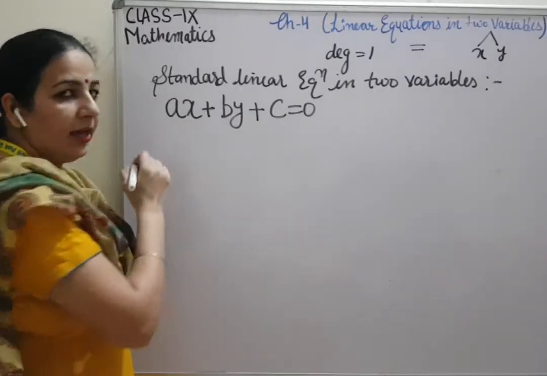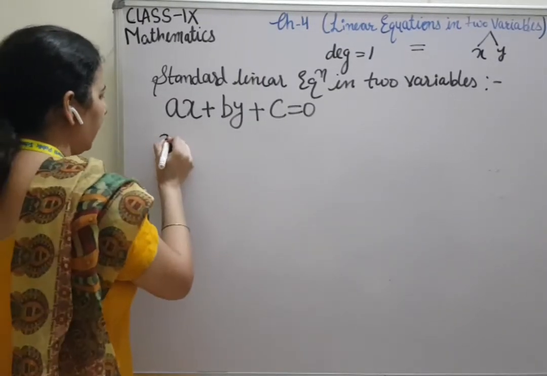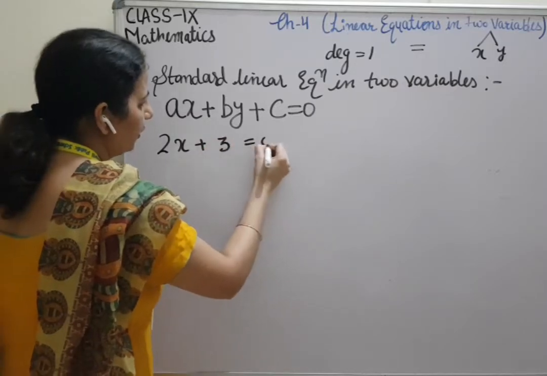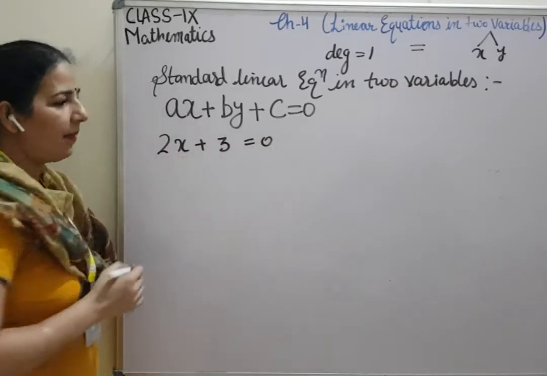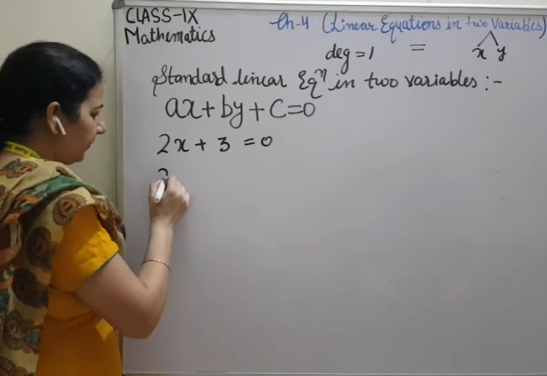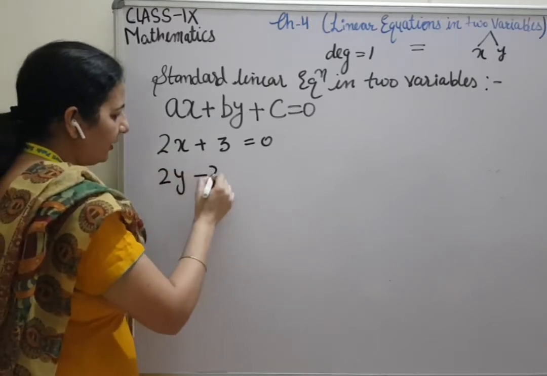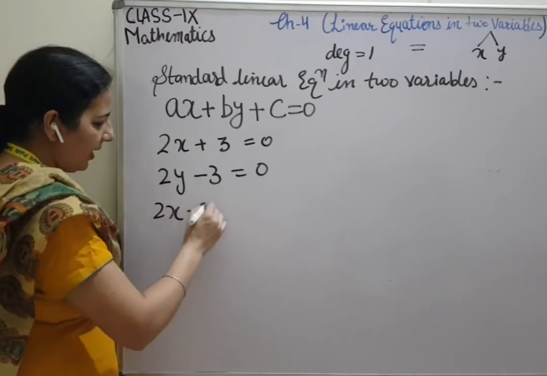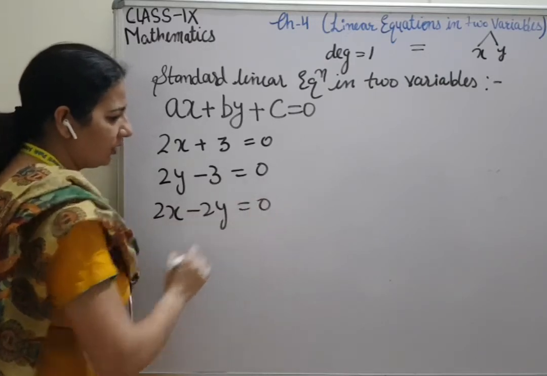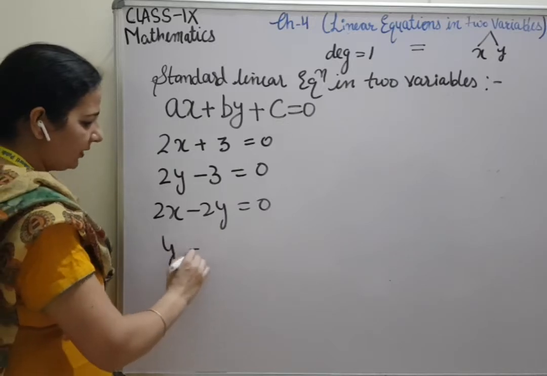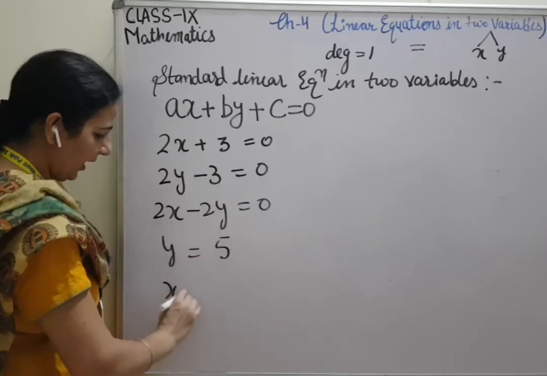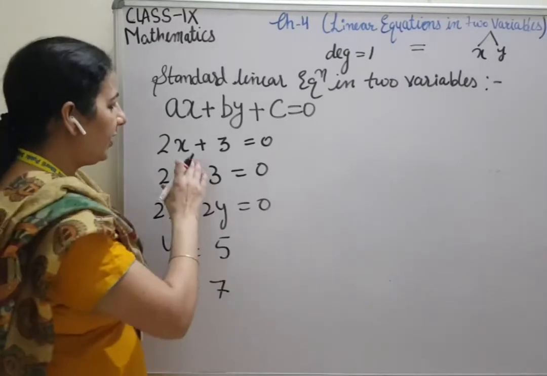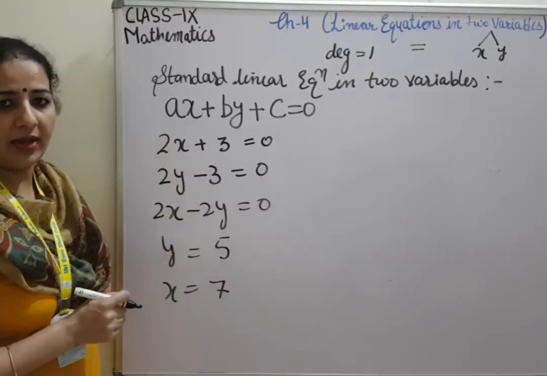So here we can take some more examples, like if the question is 2x plus 3 is equal to 0. Now what about the values of a, b and c? 2y minus 3 is equal to 0. 2x minus 2y is equal to 0. y is equal to 5. x is equal to 7. What about these linear equations in two variables?